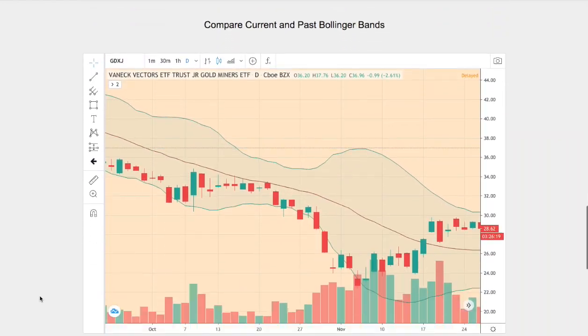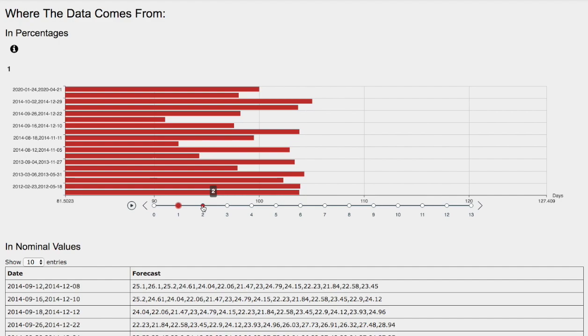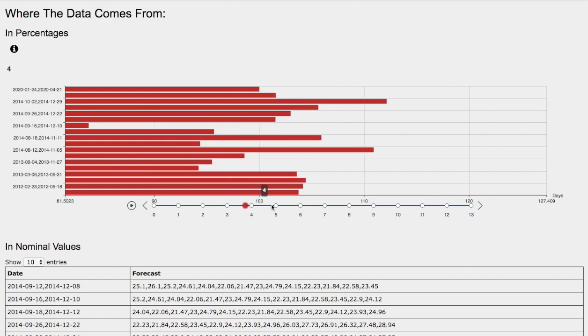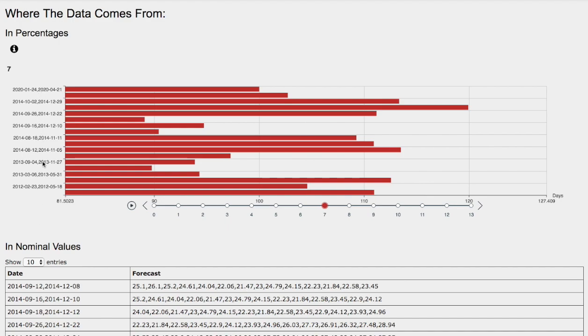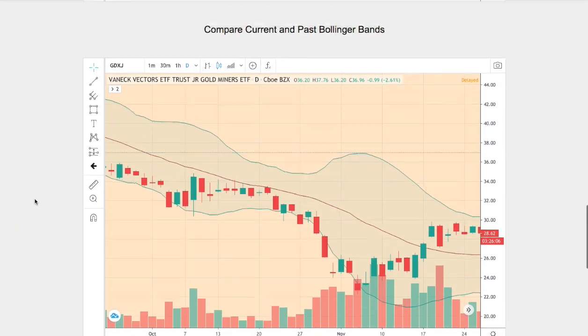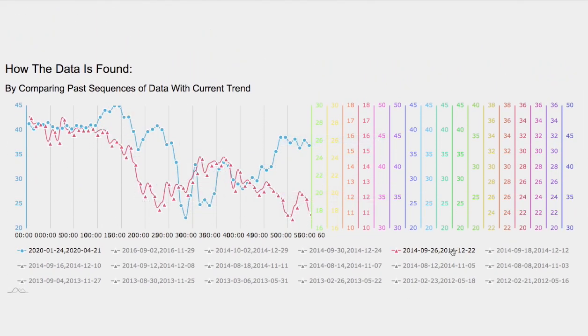So let's head to the day-by-day forecast for GDXJ. We have 1 day out, 2 days out, 3 days out, 4 days out, 5 days out, 6 days out, and 7 days out. So which one of these models should we focus on? Ideally, the model that is best matched to the current trend. Right here we have the current trend on the line graph, and overlapping it is the trend that I believe is the best match, and let me try and find it.